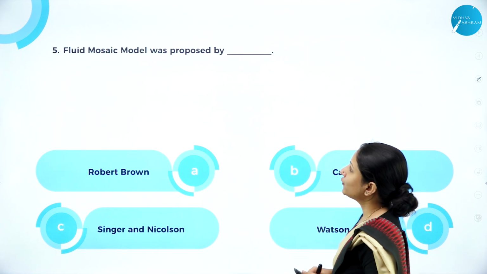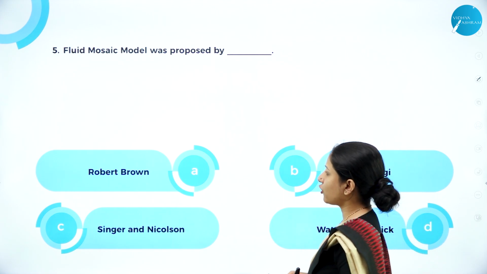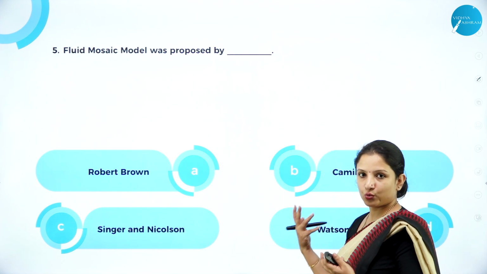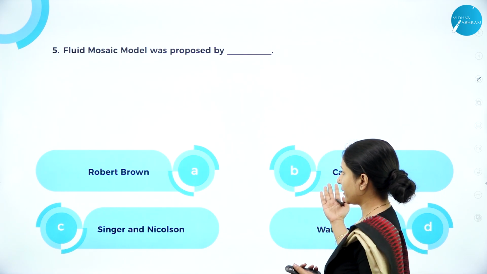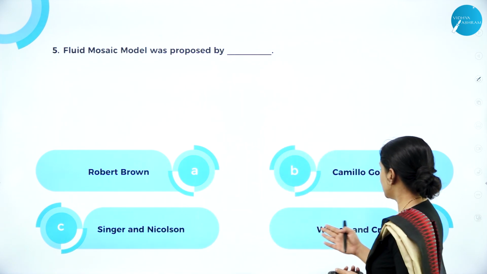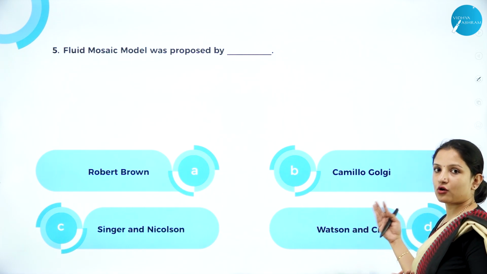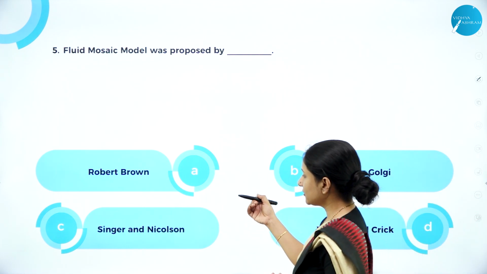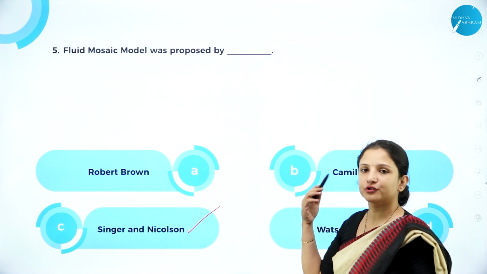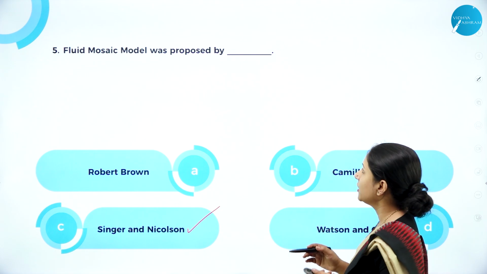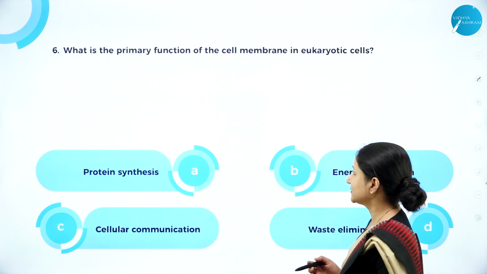Moving further, fluid mosaic model was proposed by Robert Brown. He has something to do with the cell. Camillo Golgi found the Golgi apparatus. Robert Brown, nucleus. Watson and Crick, DNA. So their contribution is for the DNA. Here Singer and Nicholson are the two scientists who actually proposed the fluid mosaic model of plasma membrane. So option C is the right answer here.